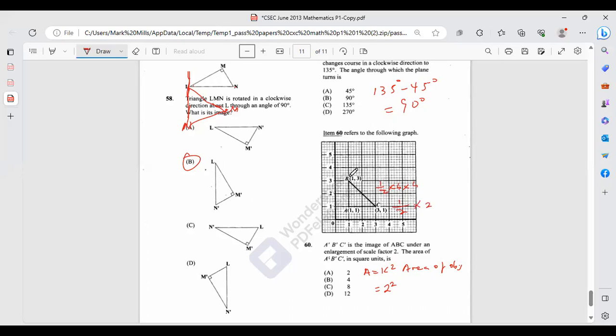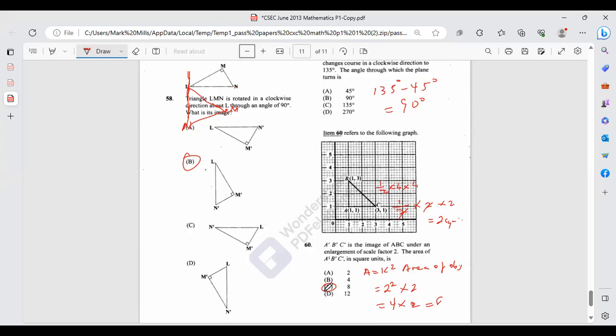And the height, how many boxes do you see from B to A? 2. Right, let's work it out. So this one will give me 2 cancel 2, 2. We get 2 square units over here. Now, we are going to multiply by 2 squared. Why 2 squared? Because the formula for the area of enlargement is K squared times the area of the object. So that means 2 squared times 2, which gives me 4 times 2, 4 times 2 is 8. So the answer is 8C.